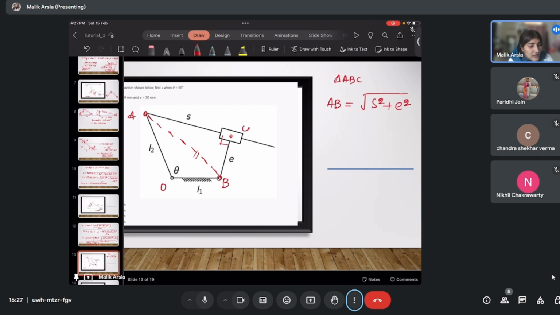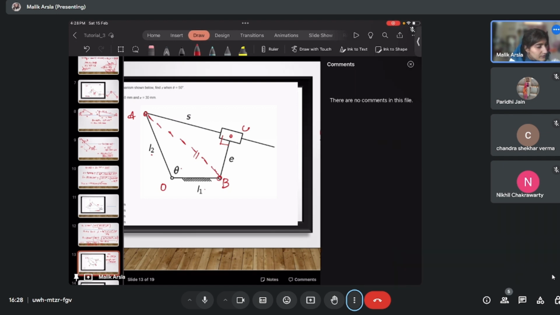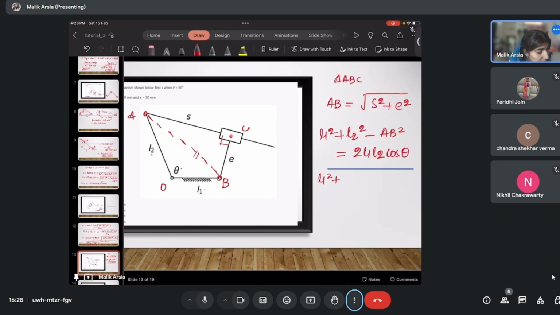And here also theta is given, L2 is given and L1 is given. Do you know any formula which can relate them? You know the cosine rule. Cosine rule says that L1 square plus L2 square minus AB square is equal to 2 L1 L2 cos of theta, right? So here you can write L1 square plus L2 square minus 2 L1 L2 cos theta is equal to AB square. Now AB square is equal to S square plus E square. From this equation you can put it equal to S square plus E square.